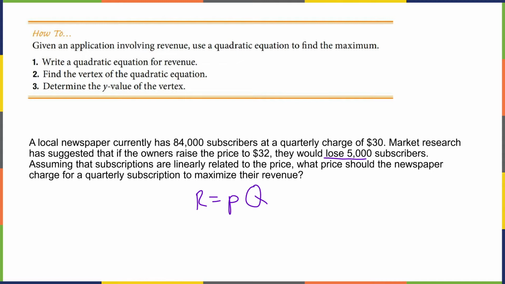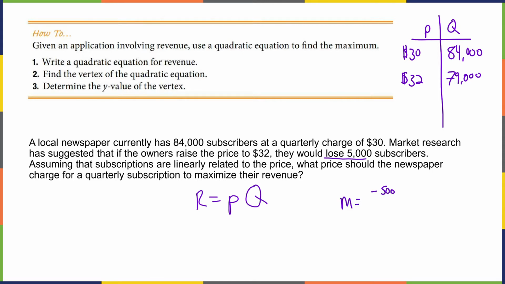And they're telling us quantity is linearly related to price. So let's see if we can find an equation for quantity in terms of price. Since it's linearly related, that's going to be an important piece. So we know that when the price is $30, we have 84,000 subscribers. When it's $32, we have 5,000 fewer, which is going to be 79,000 subscribers. The slope of the line that goes through these 2 points is going to be negative 5,000 divided by 2, or negative 2,500.